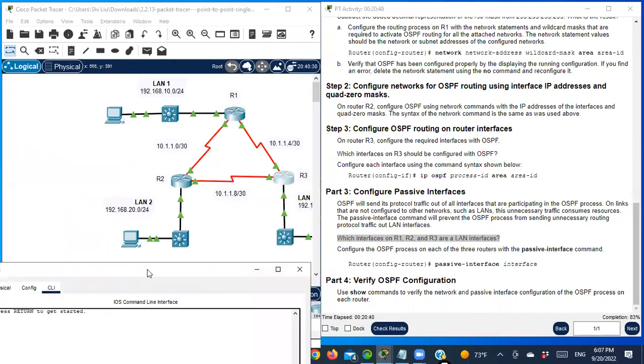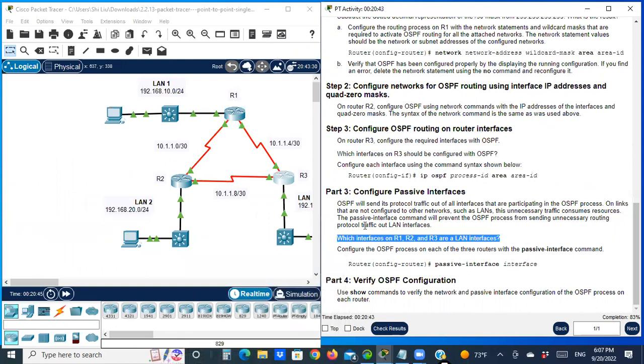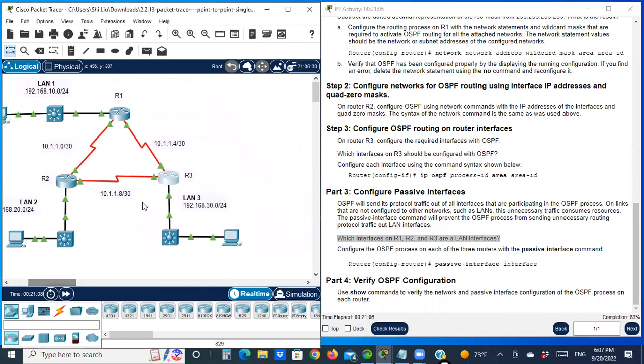Okay, let's look here. On R1, this is a LAN. The black line is a LAN interface. R2, the same: the black line connected to R2, this interface is a LAN interface. R3, this is LAN, the black line. This interface is the LAN interface.